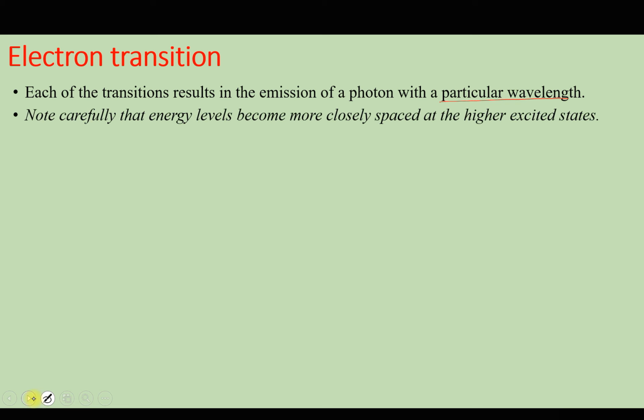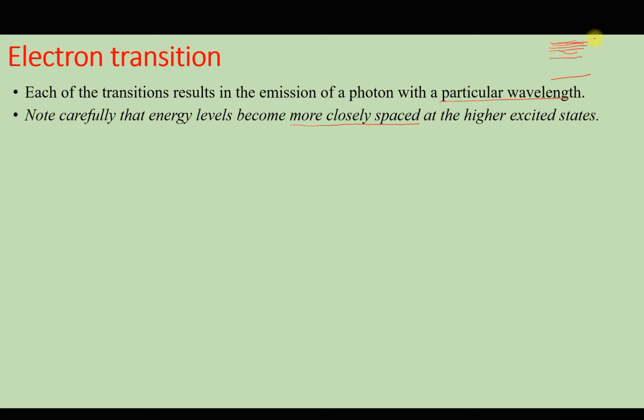I want people to note carefully that energy levels become more closely spaced. You might have noticed that they become more closely spaced at the higher excited states. The energy levels become more closely spaced at the higher energy states. That's why in the previous slides we have seen that between the ground state and the first excited state, and the next excited state, the energy levels get closer.